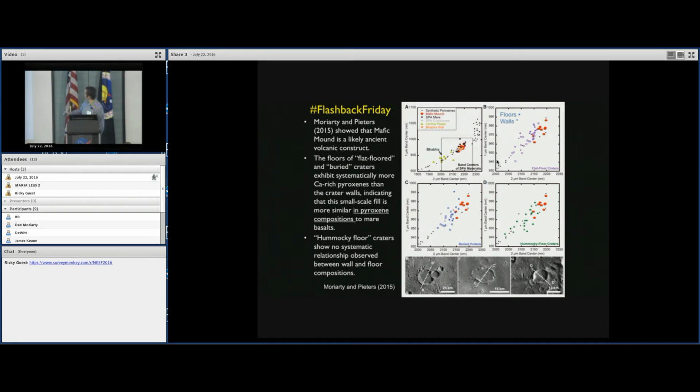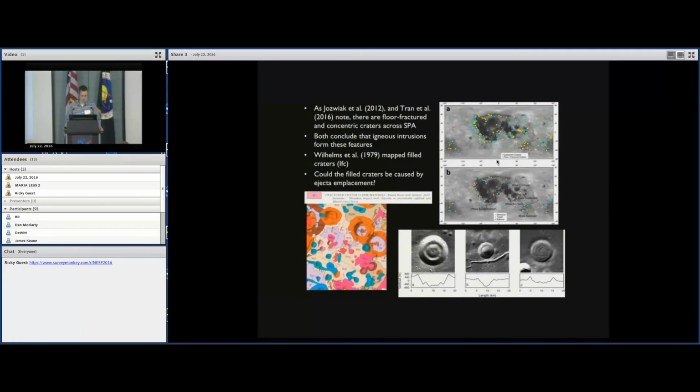But in the hummocky floored craters, there's actually no trend; the compositions are somewhat distinct and separate from what he saw at mafic mound. So this is again really interesting work to pull apart an evolution of composition over time within the central SPA.